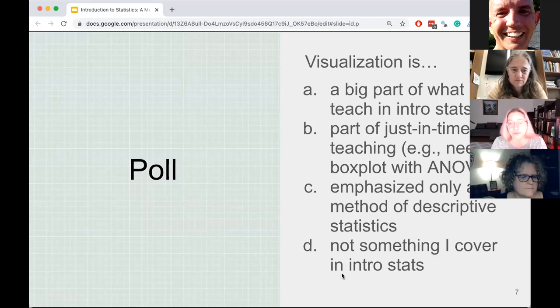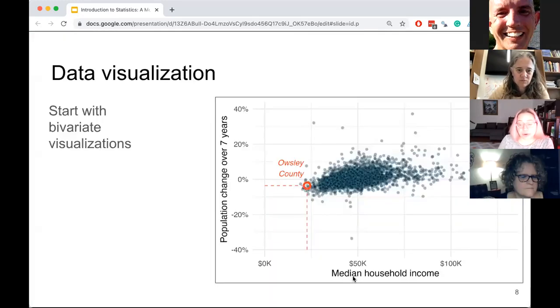A quarter of the folks said that it is actually a big part of what they teach in intro stat, which I think is closer to what we'll be highlighting here. So in this curriculum, we start with data visualization. That is the first thing students learn about, and it is how they start to look at data, not necessarily just in tabular format, but as a visualization. And to begin with, we start with bivariate visualizations.